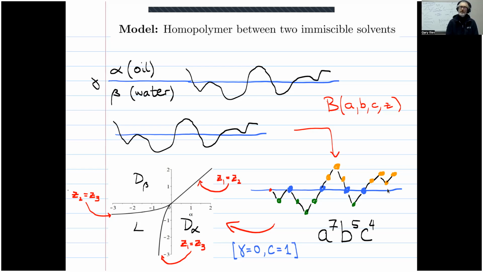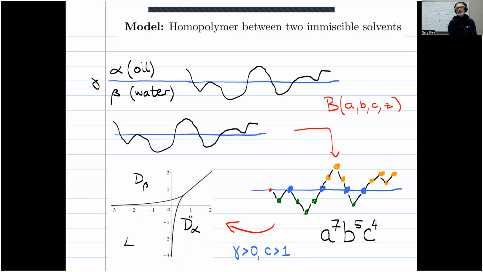All right, so that was the simple case, where we turn off the interactions with the interface, C equals 1. So what if I make C very, very large? What if I make C bigger than 1, or I make gamma positive? You can imagine in this case, the interface is kind of sticky.